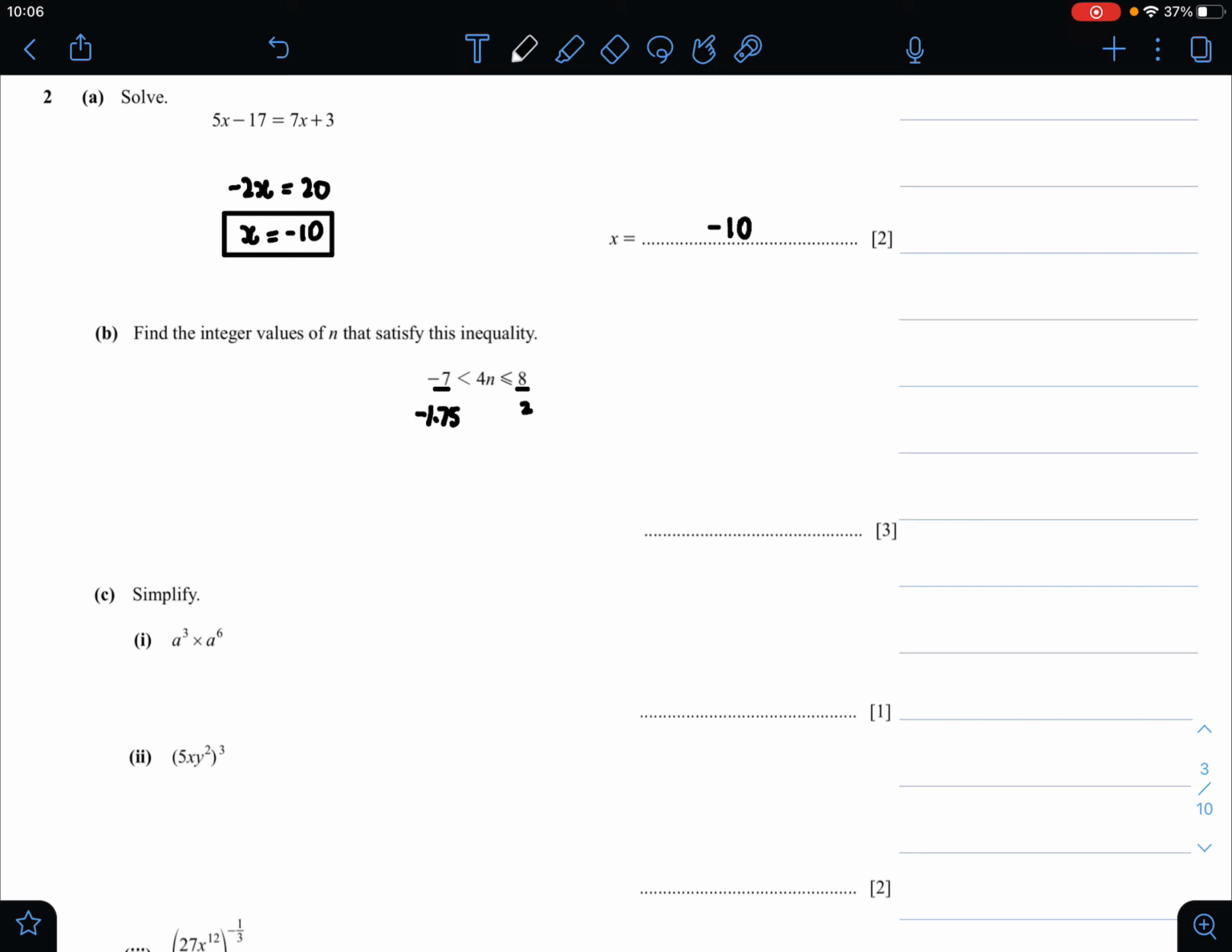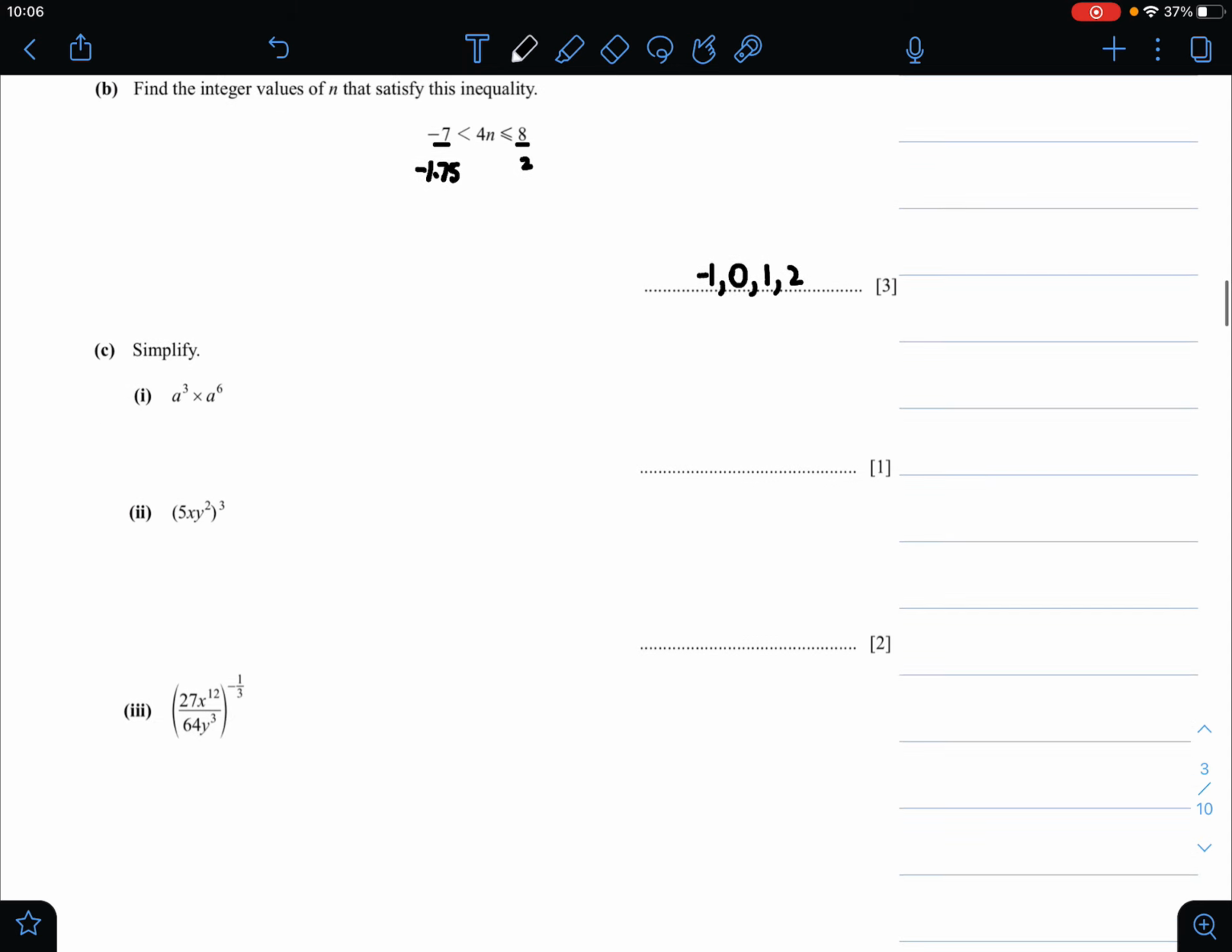Therefore the integers that satisfy the inequality would be negative 1, 0, 1, 2, because it is less than or equal to 2, so it can be 2 as well. So these four integers would be your final answer for part B of this question. Now let's move to part C1 of this question, where they are asking you to simplify the following.